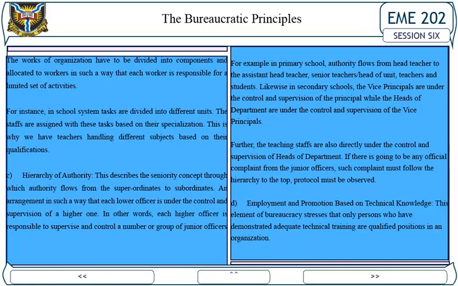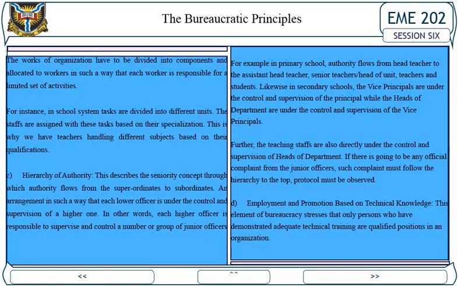E. The bureaucratic principles. The bureaucratic principles were developed by a renowned classical theorist, Max Weber, 1864 to 1922. He conceived a bureaucracy as a form of organization that stresses order, system rationality, uniformity, and consistency that can maximize efficiency in administration.